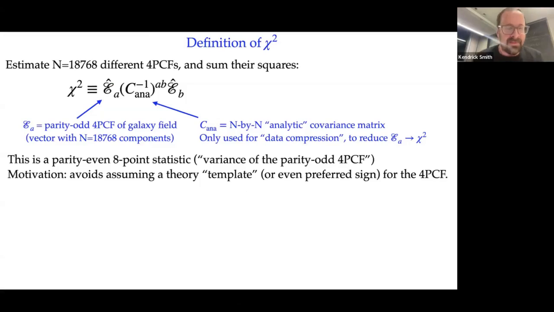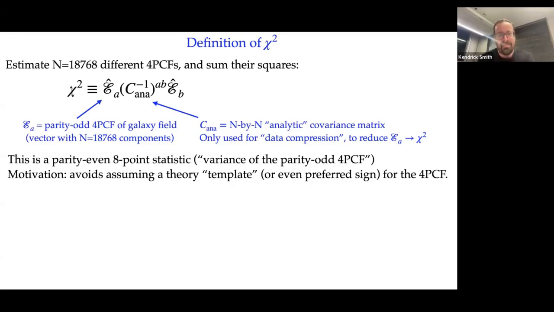I want to talk about how chi-squared is defined. It's defined in terms of two building blocks. There's a quantity E_A, a vector with 18,000 components, where each component is a parity-odd 4-point estimator. The components differ in the angular dependence and length scales of the 4-point function. And then the other building block is C, an 18,000 by 18,000 approximate covariance matrix, which is only used for data compression purposes to reduce the vector quantity E to a scalar statistic, chi-squared.